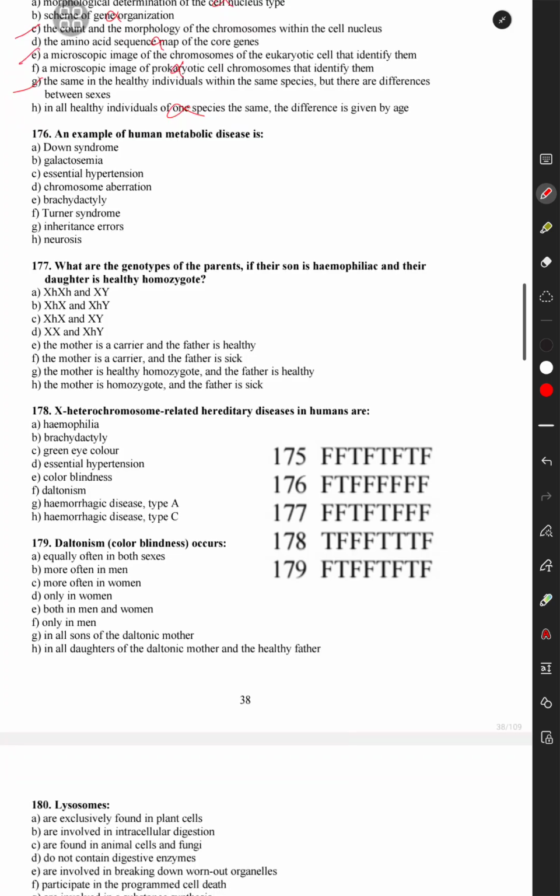Okay. An example of human metabolic disease is galactosemia. False, true. 176. False, true.